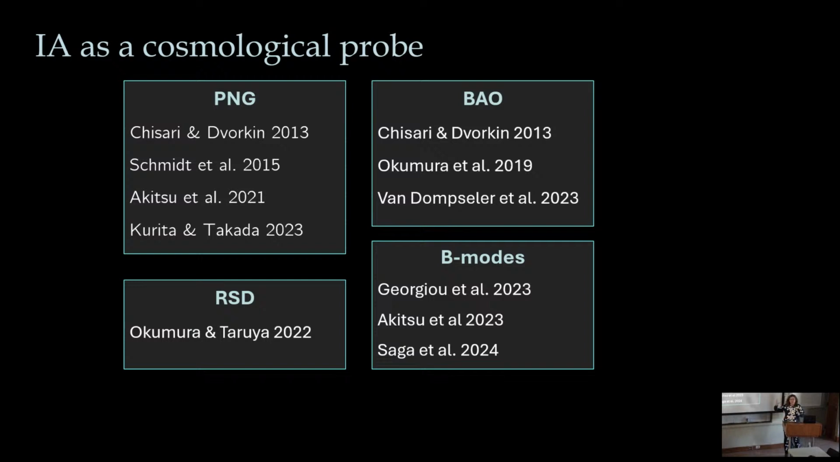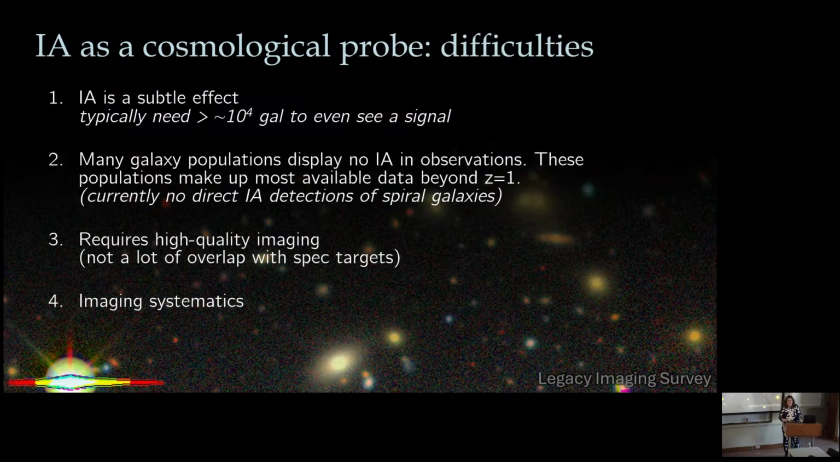So this all sounds great. Why haven't we heard about people using intrinsic alignments as a cosmological probe in surveys? The reason is because using it in practice is not necessarily practical. It's very subtle. You need lots of galaxies. A lot of galaxies don't even display intrinsic alignments. Currently, there are no direct detections of intrinsic alignments in any blue populations or galaxies beyond a redshift of 1. Ideally, you have positions of galaxies with spectra and also high-quality imaging. And even when you do have high-quality imaging, the effect is so subtle that systematics in imaging can really wreak havoc on what you're trying to measure.